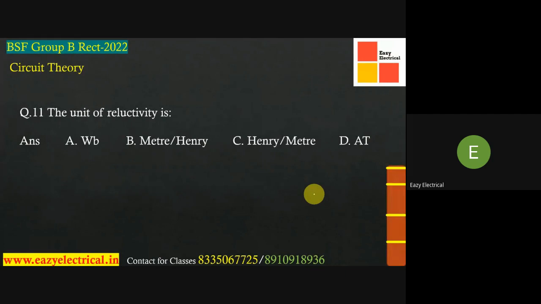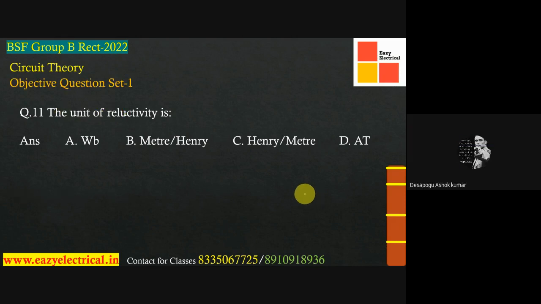What is the unit of reluctivity? Meter Henry? Let's see. So what is it? Sir, Webers. Weber is for flux, no. The unit of flux is Weber. The unit of MMF is ampere turns.